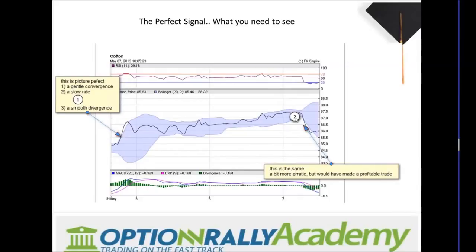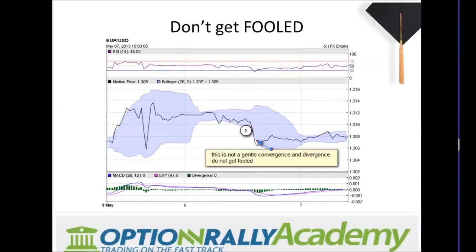Now if we go to May the 7th, okay, this is the same, but it's a bit more erratic. This was not a very pretty sight, but if you notice here, the price laid on there, and when we're looking at this chart, you have to remember this is a half hour at least of time that it laid on there, and then it broke out and continued down for at least a good part of the day. So this was a clear-cut signal that you could have made profit. Okay, what you're looking for is something that is gentle.